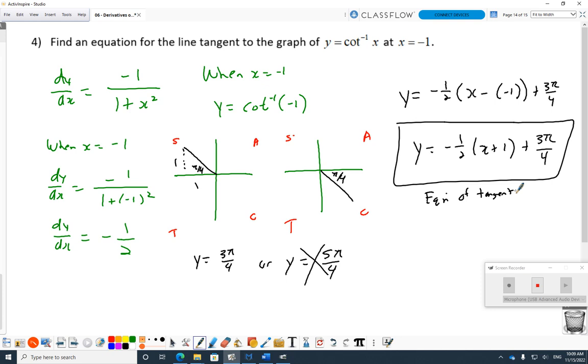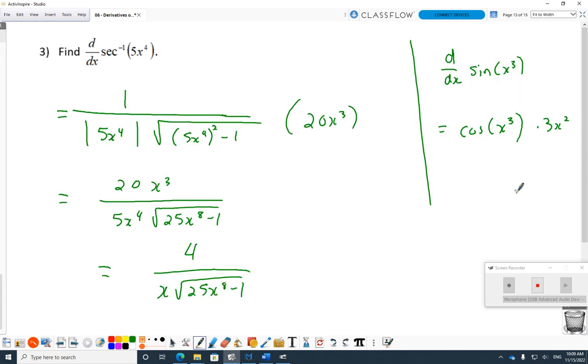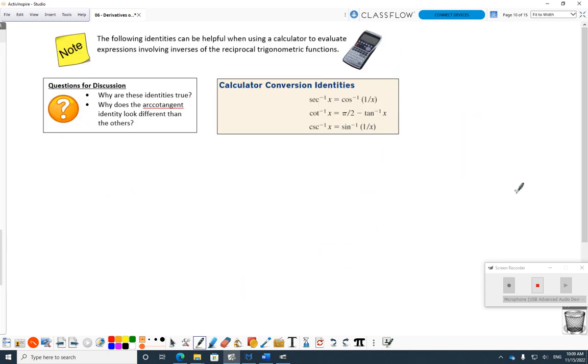Yeah, what if I didn't know all this CAST rule stuff, Mr. Todd? Surely there's a way to type it in my calculator. My calculator will know, won't it? And the answer is yes, it will. If you wanted to do cotangent inverse of negative 1, check out this calculator identity right here. You could just type that into your calculator, and your calculator will give you 3 pi over 4. It'll give you the answer. So these are what you need when you want your calculator to give you the answers.